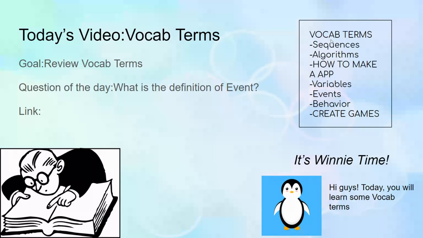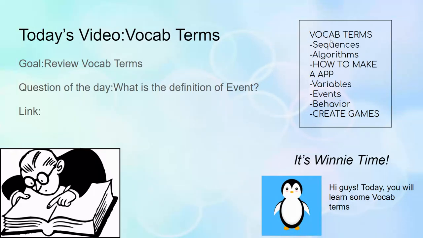Okay, here's the definition of a sequence. A sequence is the specific order in which instructions are executed in a computer. Let me repeat that one more time. A sequence is the specific order in which instructions are executed in a computer. Okay, next we got algorithms. Here's the definition of an algorithm. An algorithm is a set of instructions to complete a task. One more time. An algorithm is a set of instructions to complete a task.